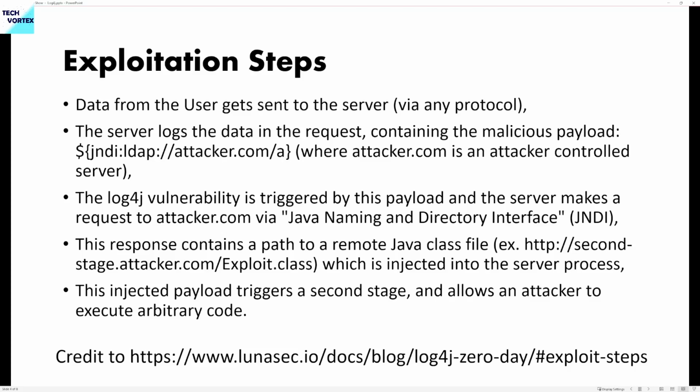As we said before, this is a remote code execution vulnerability, so many scenarios can happen in this case. We may have a scenario for data exfiltration, we may have a scenario for ransomware, so there are a lot of possibilities, and that's why this vulnerability is considered very critical and has a 10 out of 10 score. The credit goes to the URL listed here in this slide, so I will share this URL in the description.